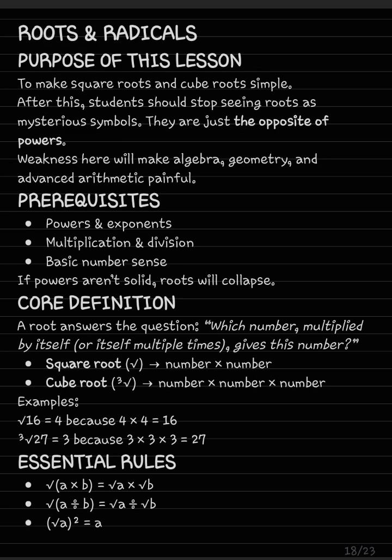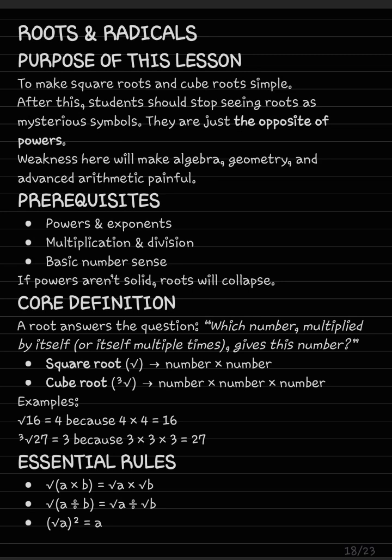Essential rules. To handle roots with precision, you must understand how they interact with other operations. These rules allow you to break down complex radicals into manageable parts. The product rule: the root of a product is equal to the product of the roots. This means the square root of a times b is the same as the square root of a multiplied by the square root of b.